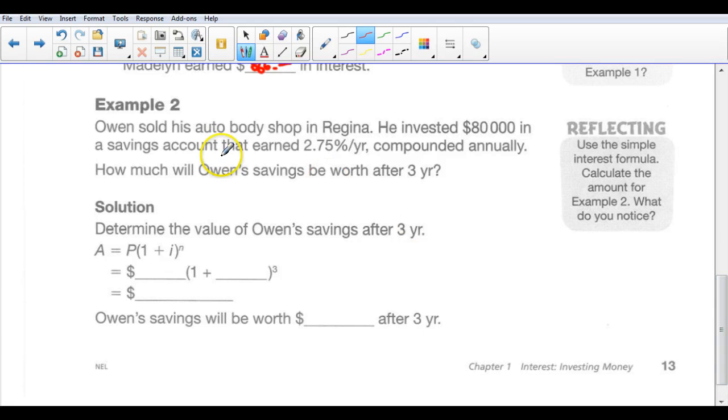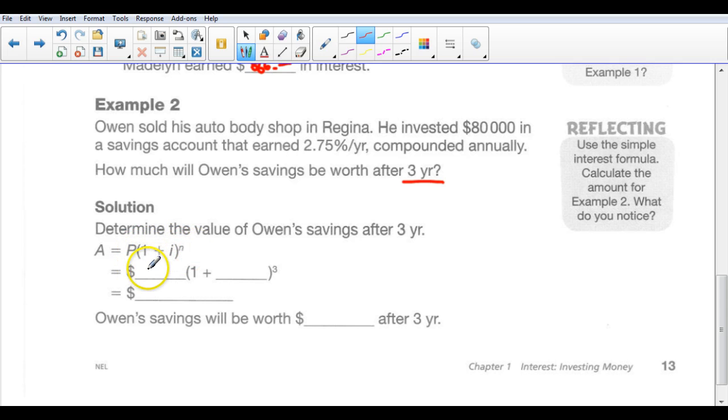Example 2. Owen sold his auto body shop in Regina. He invested $80,000 in his savings account that earned 2.75% per year, compounded annually. That means every year. How much will Owen's savings be worth after 3 years? Now we could use the simple interest formula and do it like we did on that chart before, year by year, carrying it over. But there's a faster way. The amount is equal to the principal times 1 plus the interest rate to the exponent of n.